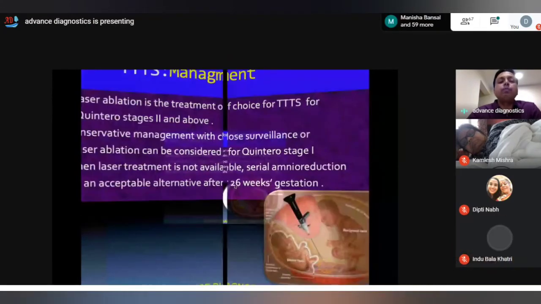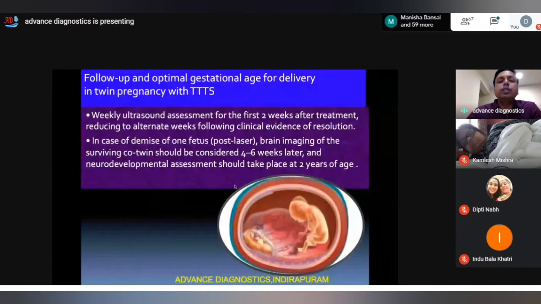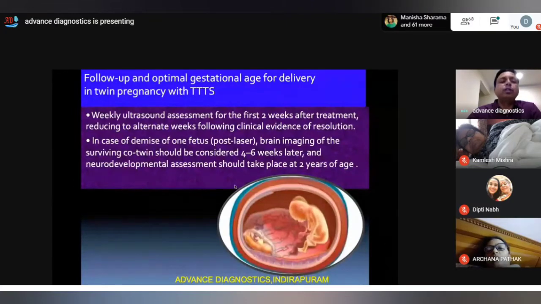How to do the follow-up? Weekly ultrasound for the first 2 weeks after treatment, reducing to alternate weeks following clinical evidence of resolution. In case of demise of one fetus post-laser, brain imaging of the surviving co-twin should be considered 4 to 6 weeks later, and neurodevelopmental assessment should take place at 2 years of age. Because if you have one fetus that has demise, then the chances of neurodevelopmental delay in the surviving fetus are there. So they have to be assessed at the age of 2 years.